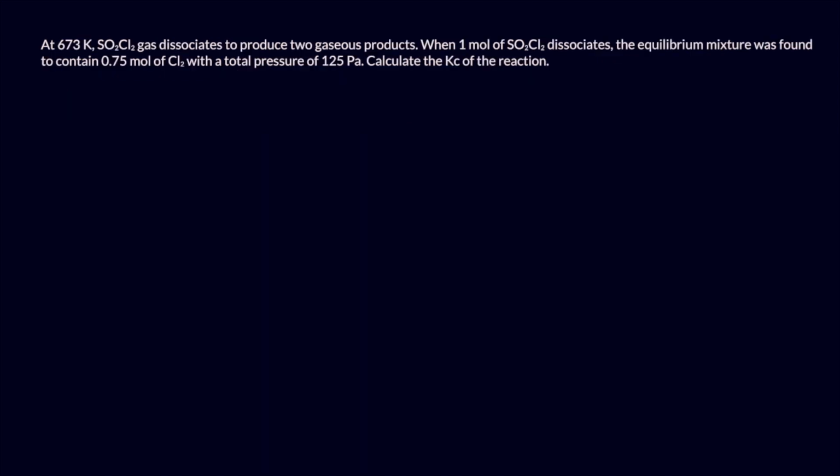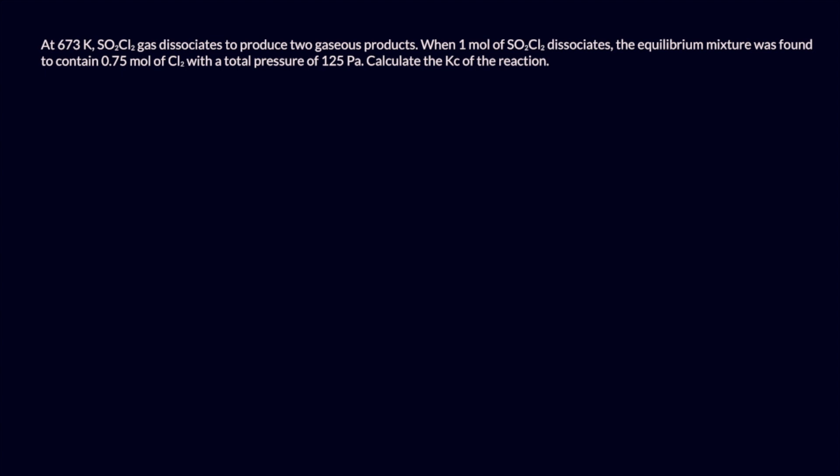Question number 5. At 673 Kelvin, sulfuryl chloride gas dissociates to produce two gaseous products. When 1 mole of sulfuryl chloride dissociates, the equilibrium mixture was found to contain 0.75 mole of chlorine with a total pressure of 135 Pascal. Calculate the Kc for the reaction.